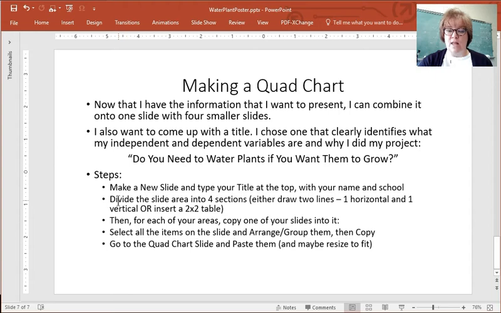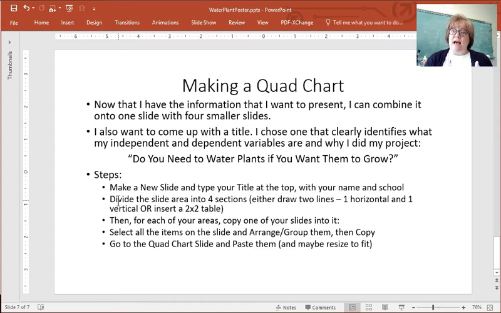So I want to make a new slide. And I'm going to type my title at the top, and I might put my name and my school underneath the title. And then I want to divide the main area into 4 parts. And I can do this by making 2 lines, a vertical line and then a horizontal line, and break it up that way. Or I can make a table that has 2 rows and 2 columns, and I'm going to put the information in each part of the table.